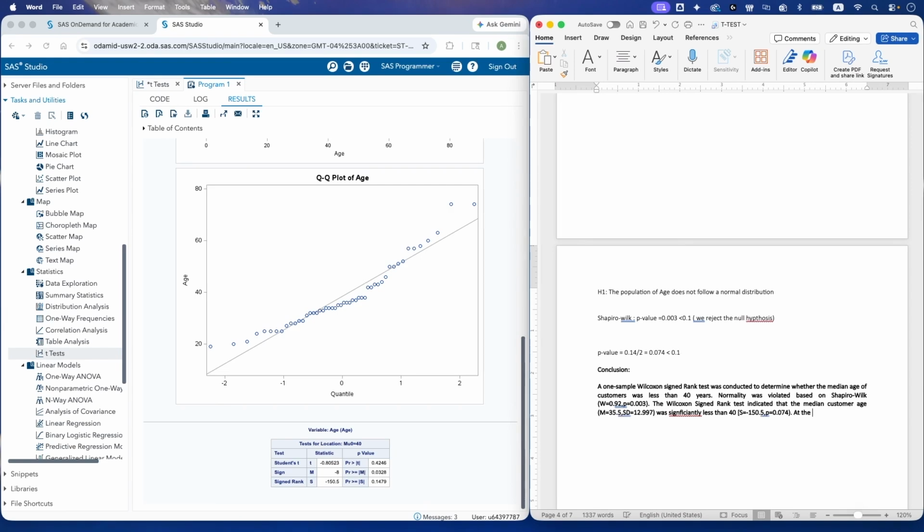The alpha should be written as alpha equals 0.10 significance level. There is sufficient evidence to support the marketing manager's claim that the average age of customers is younger than 40. So maybe this is the conclusion, and it's enough actually. This is everything about the one sample Wilcoxon signed rank test.